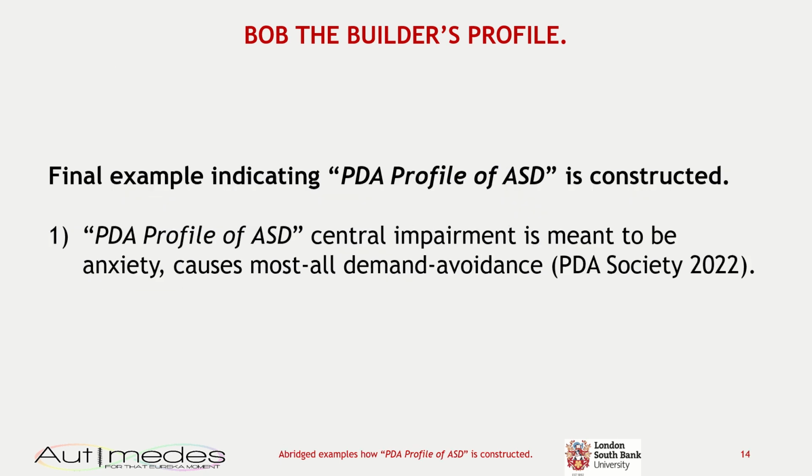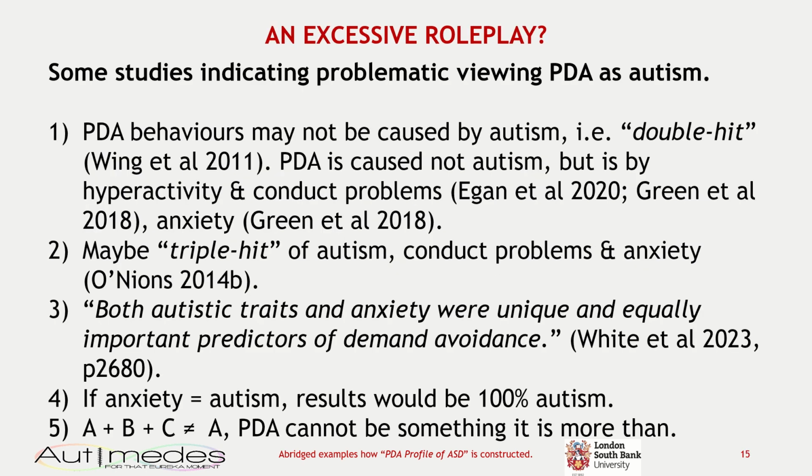Often, PDA profile of autism advocates would say that the essential impairment is meant to be anxiety, and that it's anxiety that causes most, if not all, of this demand avoidance. I have a problem with this because quite clearly autism has not expanded to include anxiety as a feature, and I'll discuss this. The literature notes that PDA behaviours may not be caused by autism, so it might be a double hit, with PDA caused not by autism but by, for example, hyperactivity and conduct problems, or hyperactivity, conduct problems, and anxiety. There is some empirical evidence to suggest that.